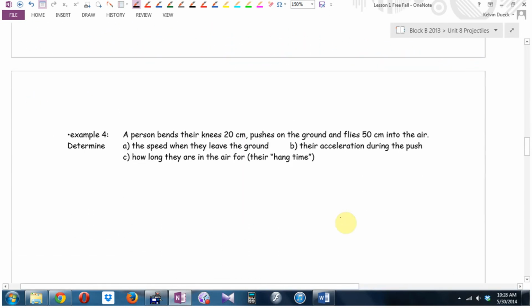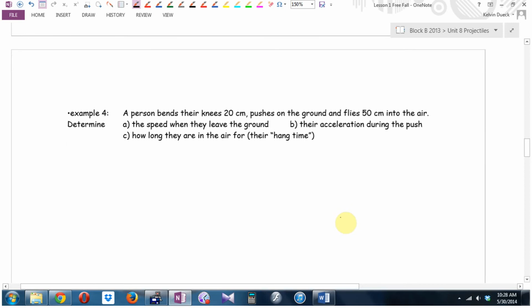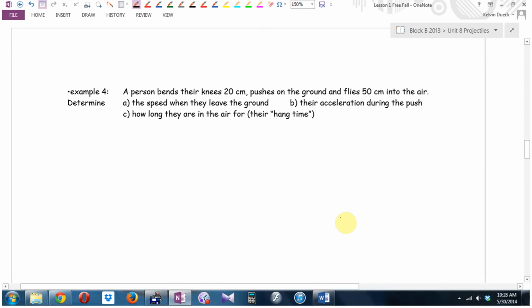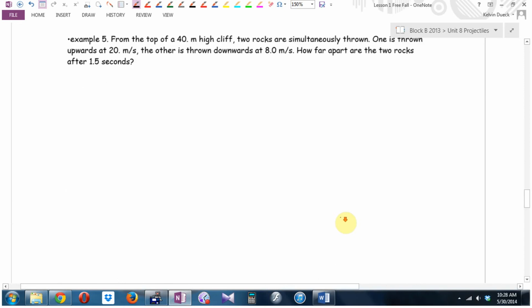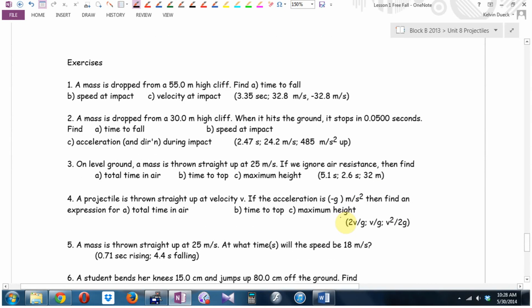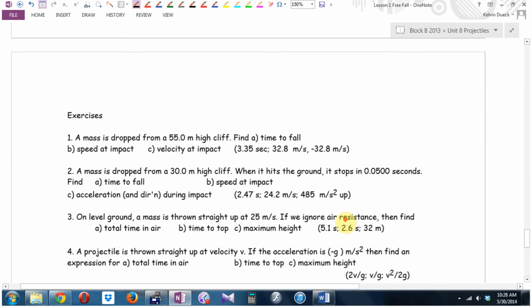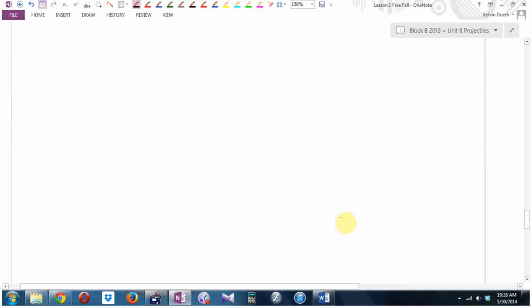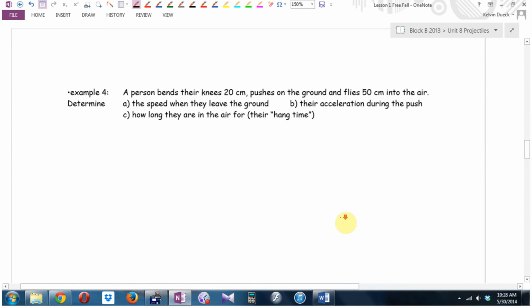Next page. Sure, we'll do this. I think I can get all this done.